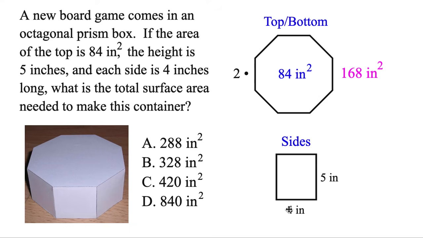Then let's find the area for the side. We'll just do 5 times 4, that'll give us 20. And then we have 8 of those. 8 times 20, we get 160. Finally, to get the total surface area, we'll just add 168 plus 160, and that'll get us 328. So that is how you could find the surface area if no formula is provided.